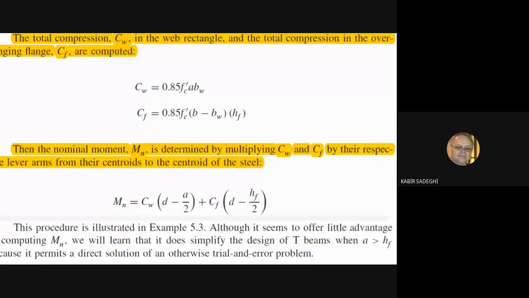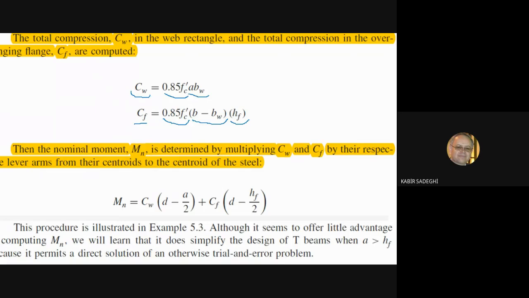Therefore, the compression force for the middle figure, where we had compression only at the web, as usual, was the intensity of the stress block 0.85 f'c times the area of the compression zone. It was a times BW. And the compression force for the last or third figure, where we had compression only at the flange, was the intensity of stress 0.85 f'c times the area, which was B minus BW times HF. I will show you this area on the figure.